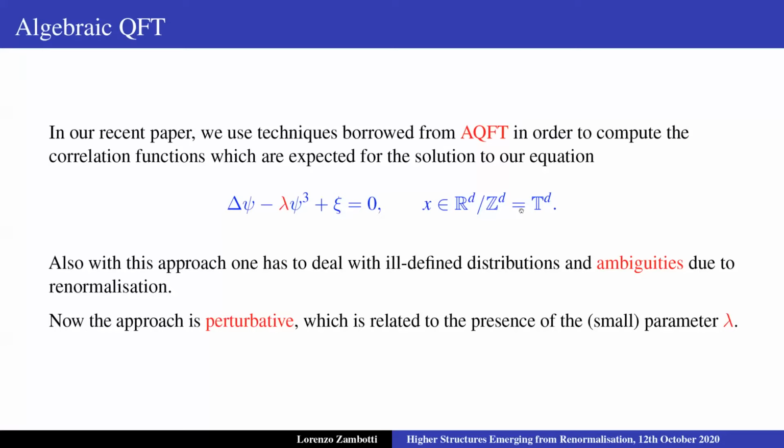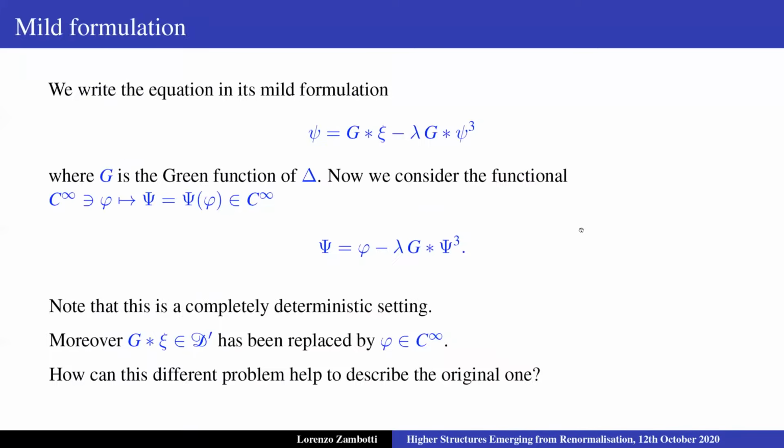And also with this approach, one has to deal with the ill-defined objects or distributions and ambiguities due to renormalization. But interestingly, these appear in a different way, in a different setting. And again, the aim of this project is to explain the two kinds of renormalizations at the same time, in the same context, although we are not quite there yet. So let me now explain what we do with this equation.